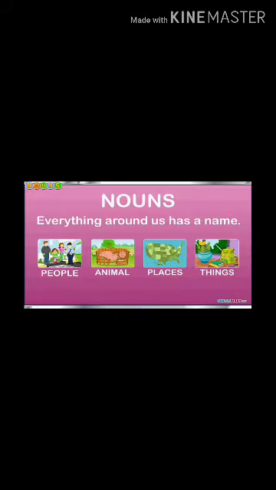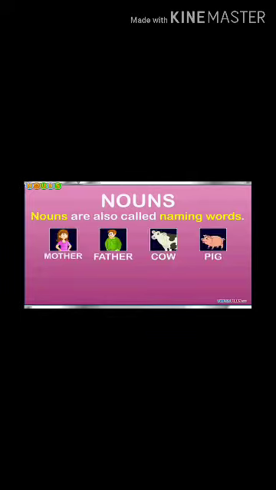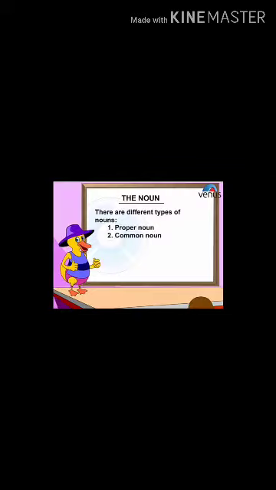Yesterday we had done nouns. Everything around us has a name, whether it's a person, animal, place, or a thing. Nouns are also called naming words: the name of a person, place, animal, or a thing. So today we'll study these two types of nouns one by one.